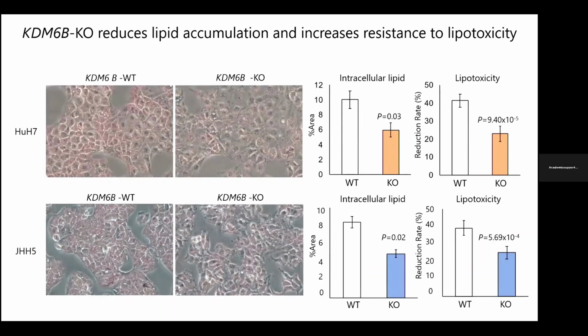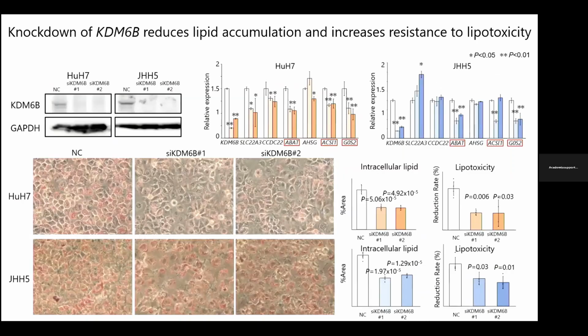Next, we investigated the biological effects after palmitate treatment. Oil red staining showed lipid accumulation was reduced in KDM6B knockout cells. In addition, KDM6B knockout conferred significant resistance to lipotoxicity after palmitate treatment. These data were confirmed by siRNA analysis in HCC cells. KDM6B knockdown reduced lipid accumulation and increased resistance to lipotoxicity with downregulation of lipid metabolism-related genes ABAT, ACSL1, and G0S2.